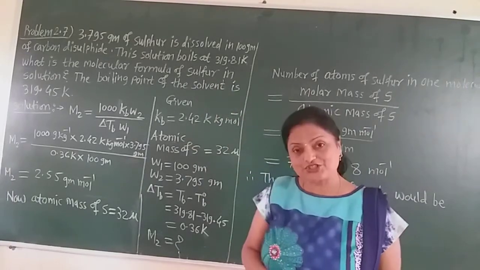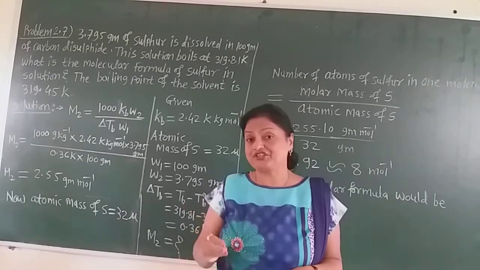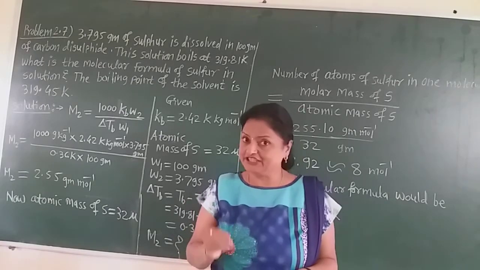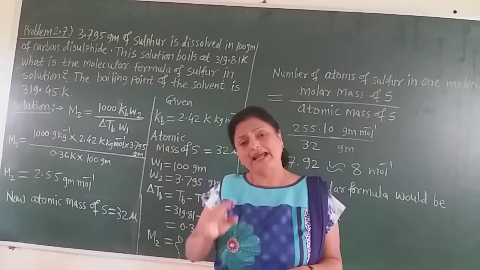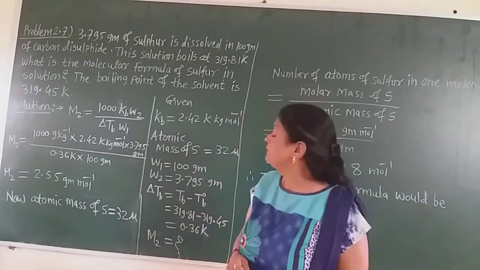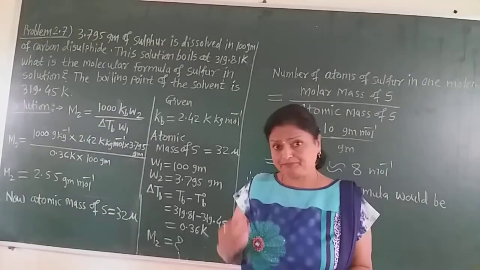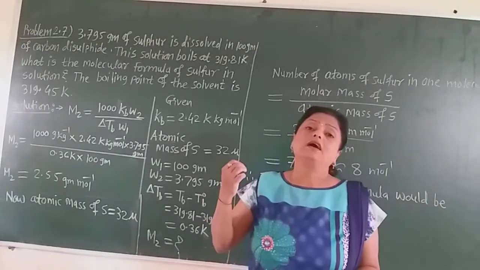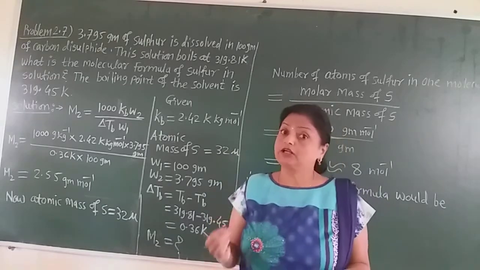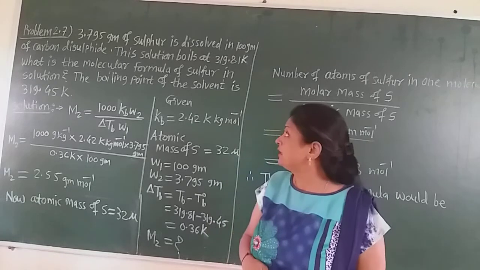What is the molecular formula of sulfur? They ask us to calculate the molecular formula of the solute. So we have to first calculate the molar mass of the solute, M2, and then we calculate the molecular formula of sulfur. After calculating the number of moles, we find how many atoms of sulfur are present in the molecular formula of the sulfur molecule.